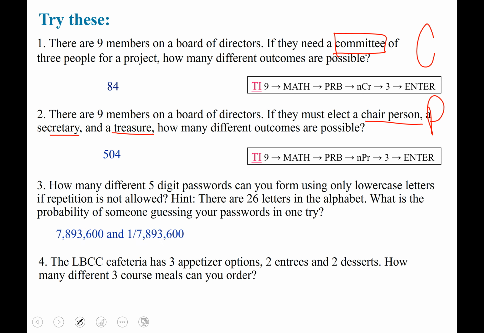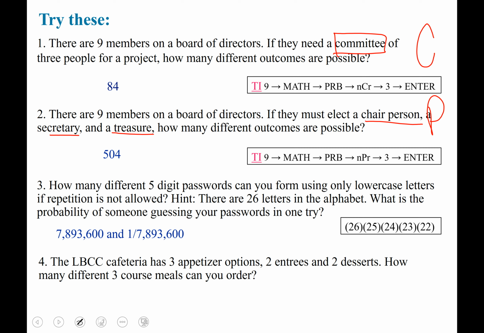Number 3, if you put 7,893,600, and the probability of that, guessing correctly in one try, is 1 over 7,893,600. You got it right. Nice job. One way to come up with that is using the fundamental counting rule.